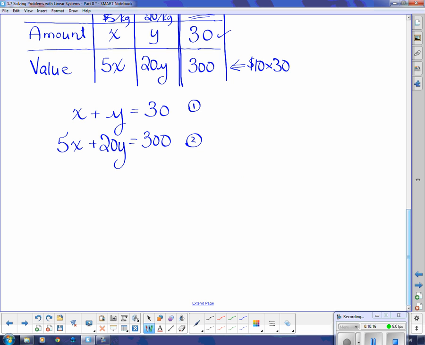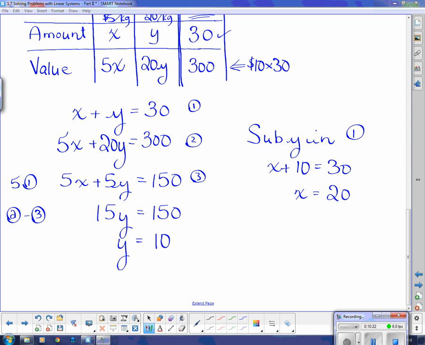And again, through the magic of video, I'm just going to pause this while I solve it. You can do the same thing if you want. Ta-da! And there we have it. So you can see that I multiplied my equation 1 by 5. I decided I was getting rid of the x's, and I subtracted to get rid of the x's.